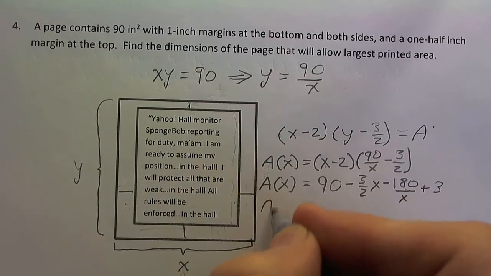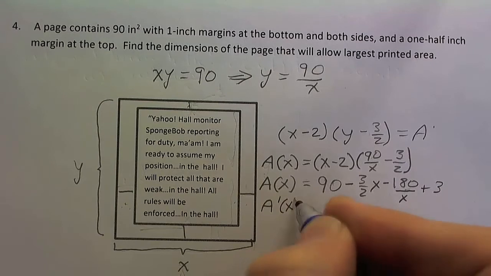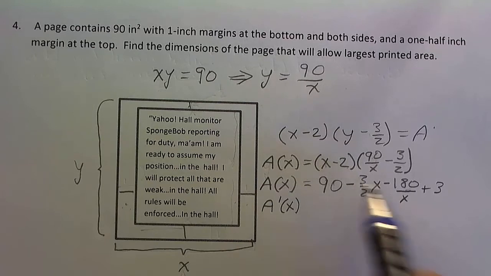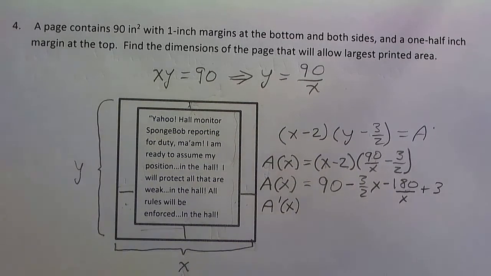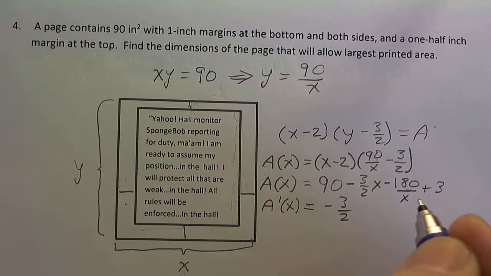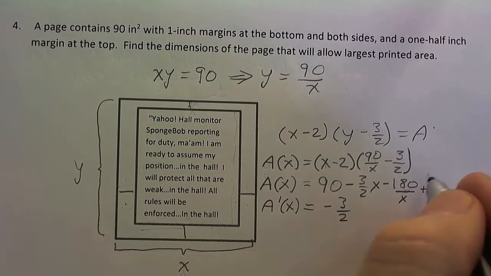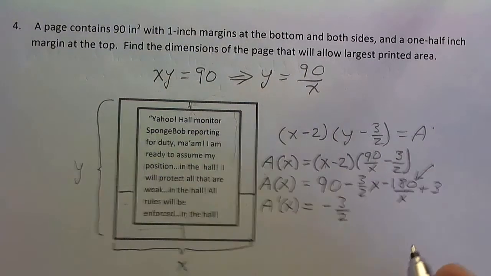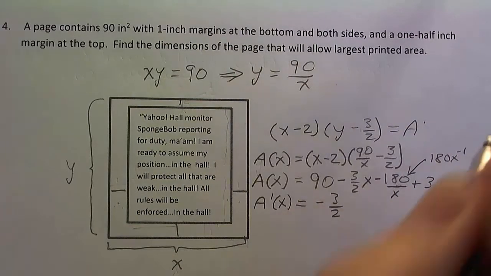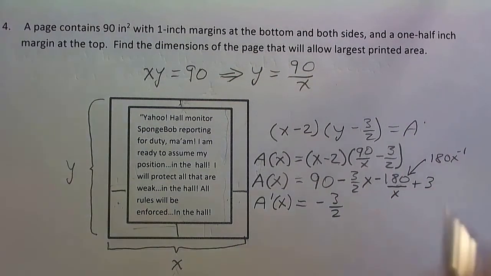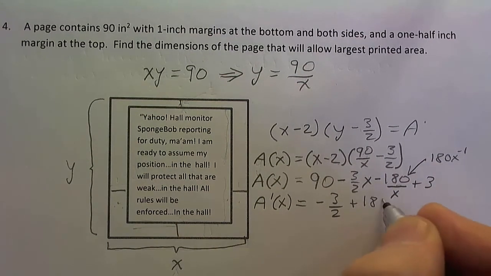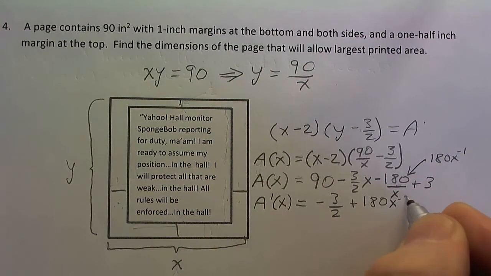Now, I guess at this point I can go ahead and differentiate. I don't guess I did anything wrong there, did I? Just double check. Yeah, looks good. Okay, the derivative is going to be negative 3/2. Now, I got to be careful. This one, and I should have done this first, this is 180 times x to the negative 1. So I'm going to bring the negative 1 around front, and that's going to make that a positive 180 x to the negative 2, like that.